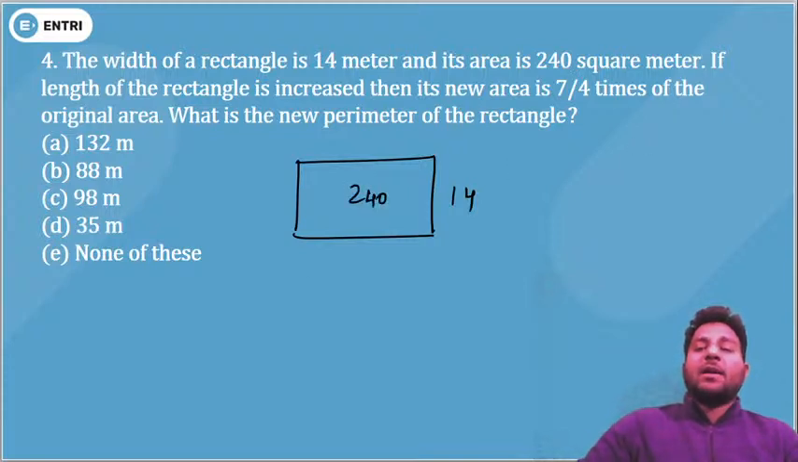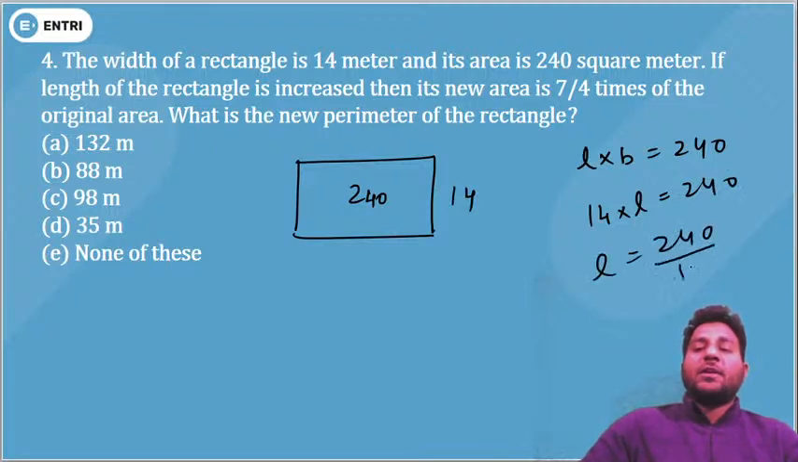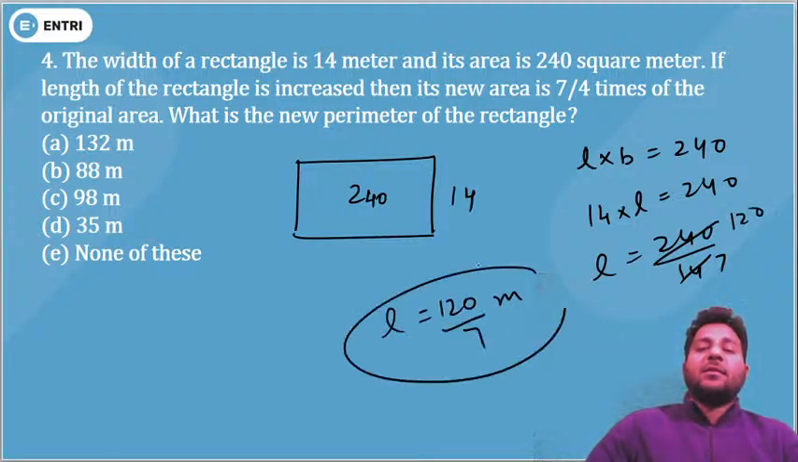So we can figure out the length by using L into B equals to 240. So breadth is 14 and length is L, so 240. So L equals to 240 by 14, which is 120 by 7. That means length is 120 by 7 meter.